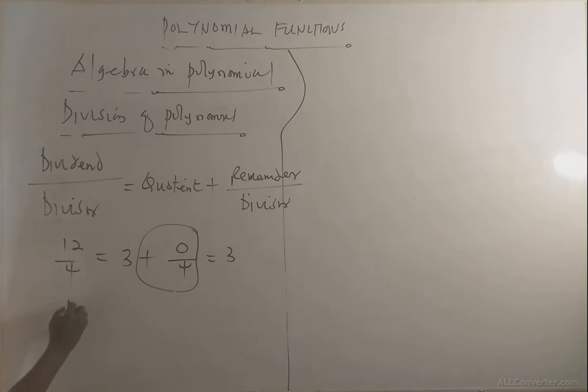But unlike 12 divided by 5, we had 2 whole number, then plus there was a remainder, because 5 goes into 12.